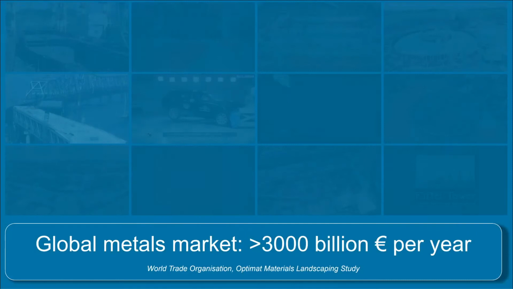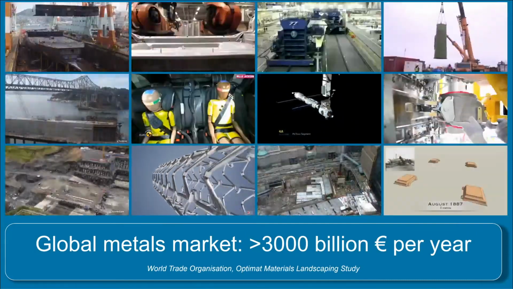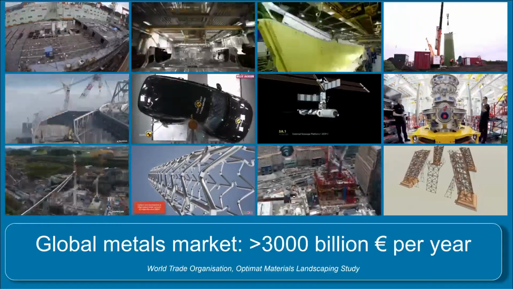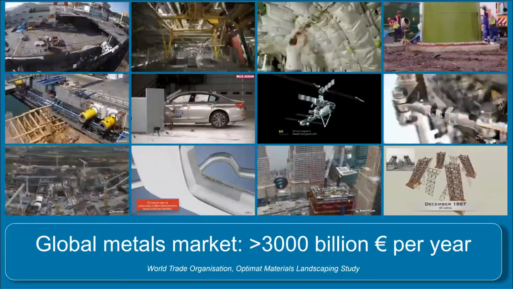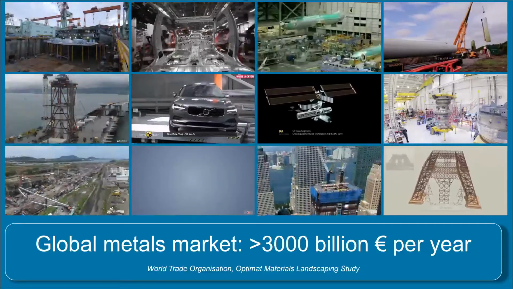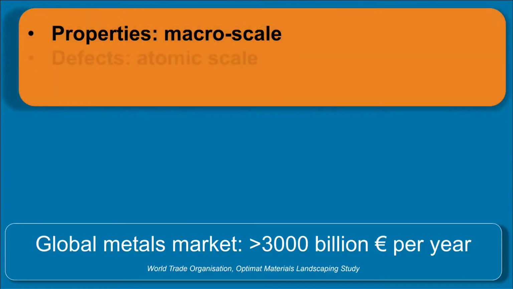We all appreciate that the metals market globally is huge, so we talk more than 3,000 billion euros turnover every year. And many of these metallic products are of course subjected to sheet forming applications, and that is the core of what we can do with our DAMASK package.